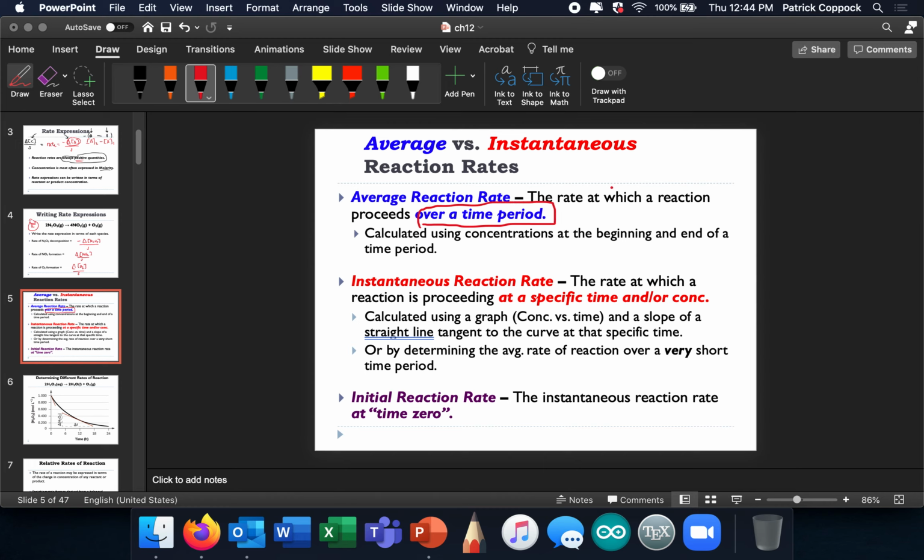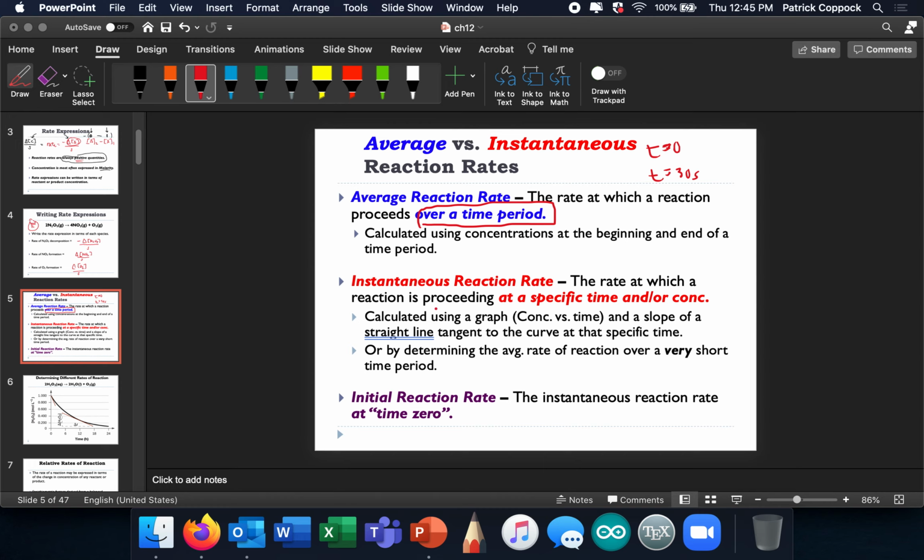So the average reaction rate from the beginning of a reaction might be from time equal to 0 to time equal to 30 seconds, right? And we would take the concentration at time 0 and the concentration at time 30 seconds, and that would be the average rate. We'd take the difference, right? That would be the average rate.